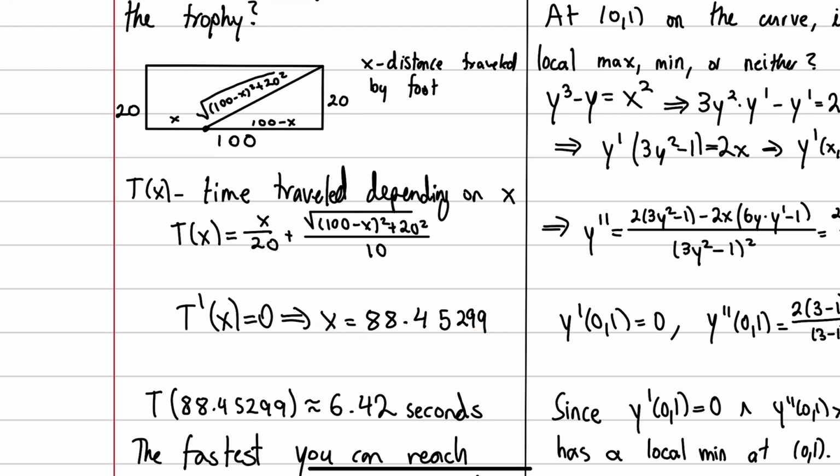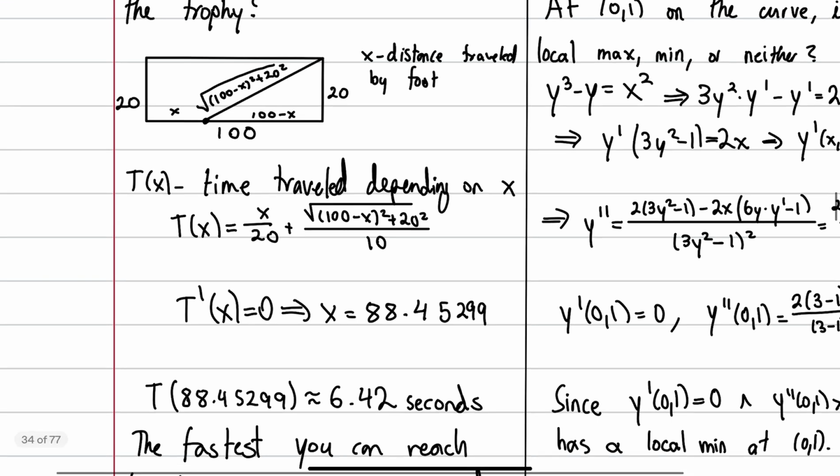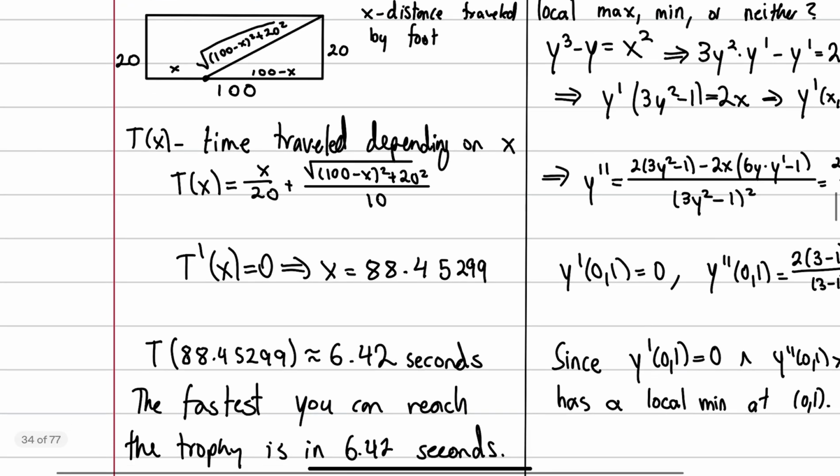Normally, if we're on an MCQ, we know this is probably the x, not the time, but the x, and we're done. We put that in, we solve. But in fact, if we plug that in, we get 6.42 seconds approximately.